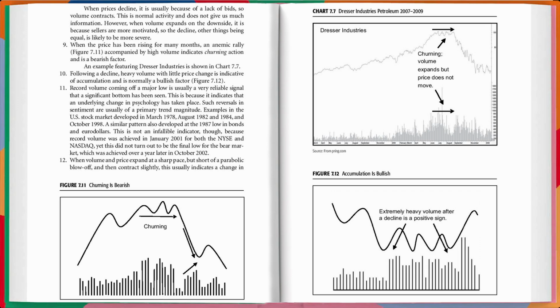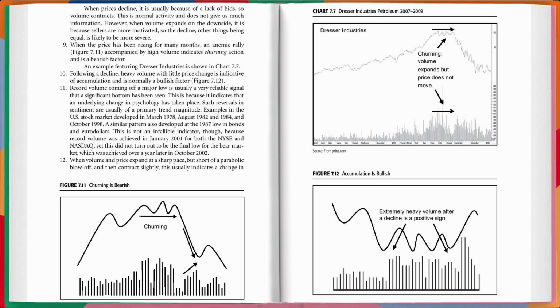This is not an infallible indicator, though, because record volume was achieved in January 2001 for both the NYSE and NASDAQ, yet this did not turn out to be the final low for the bear market, which was achieved over a year later in October 2002.